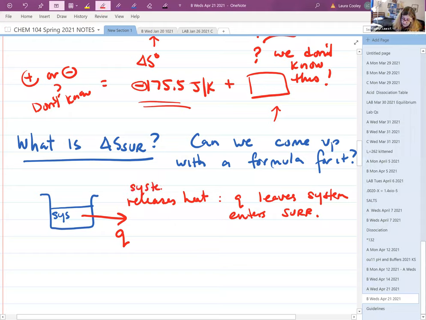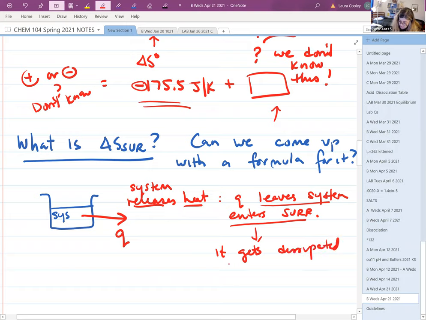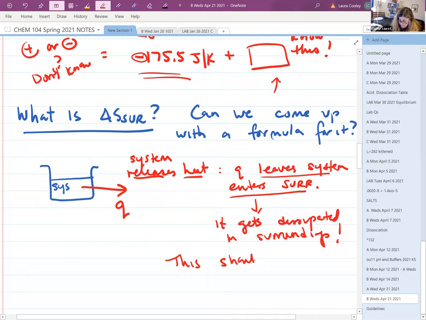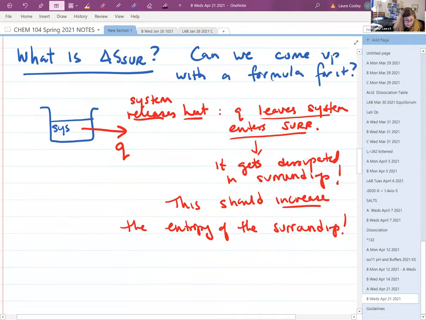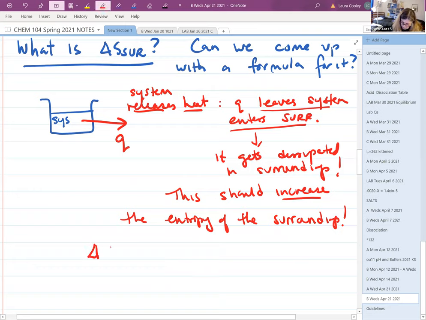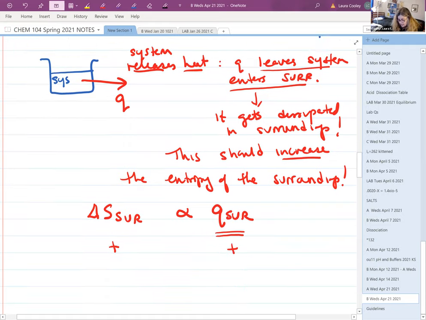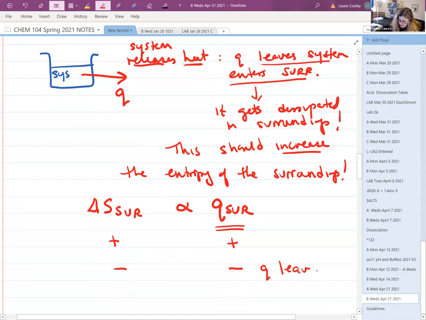If the system releases heat, heat is leaving the system and entering the surroundings, and what happens is it gets dissipated in the surroundings. This should increase the entropy of the surroundings. And it does. So far we think delta S surroundings should somehow be proportional to the heat coming into the surroundings. If this heat is coming in, it's positive, so this should be positive. If heat is leaving the surroundings, then delta S surroundings should be negative. So there should be this relationship, right?